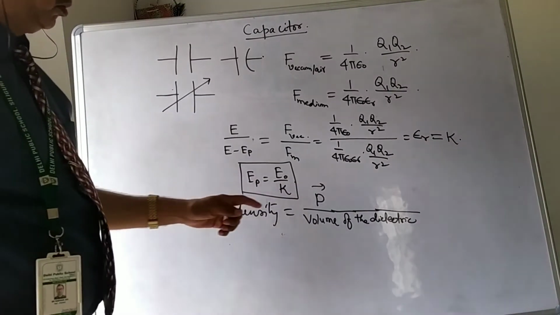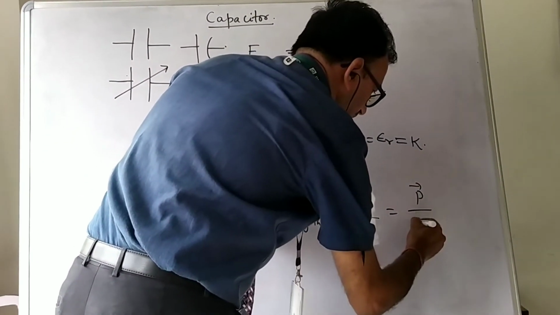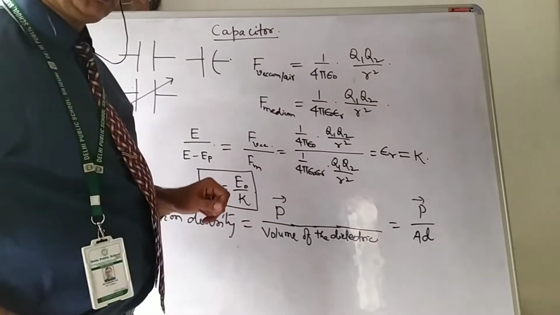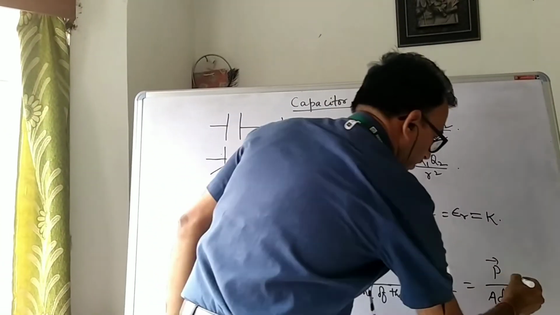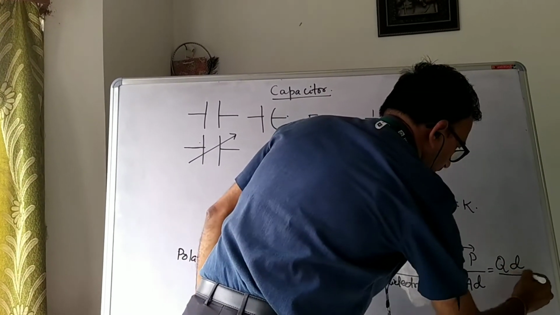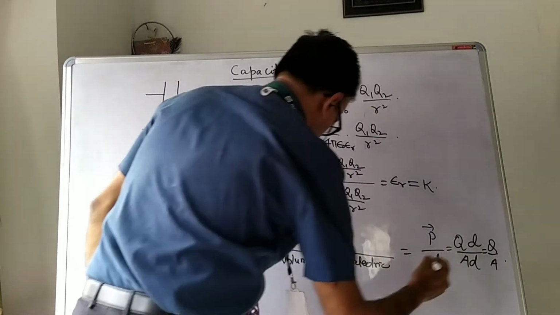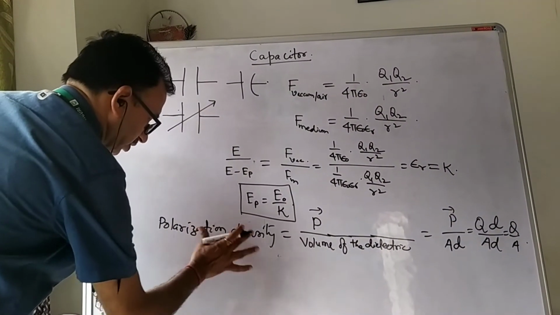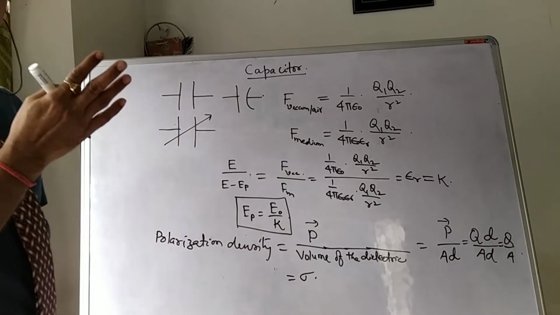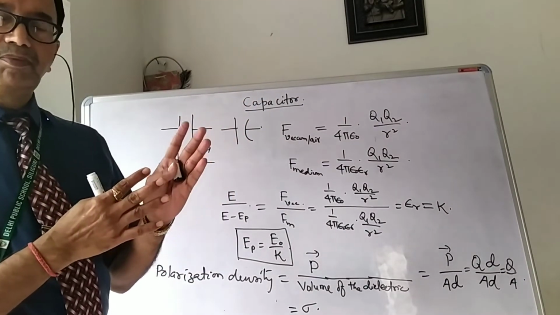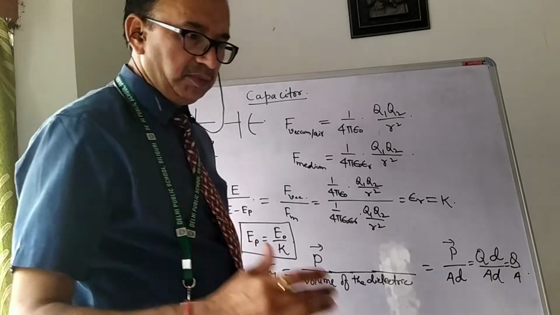Now, vector P, and the volume will be A D. As we know, if the charge is Q and the separation between the plates is D, then it will be Q D divided by A D. So this is Q by A. Therefore, the polarization density is always equal to the induced charge density that is developed on the plates of the parallel plate capacitor.